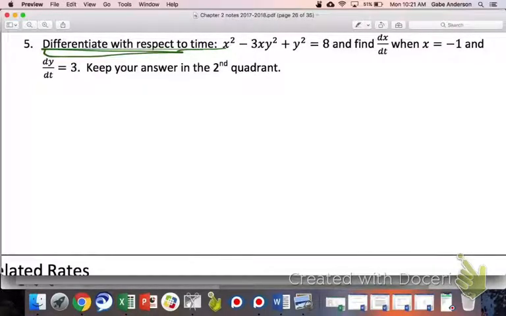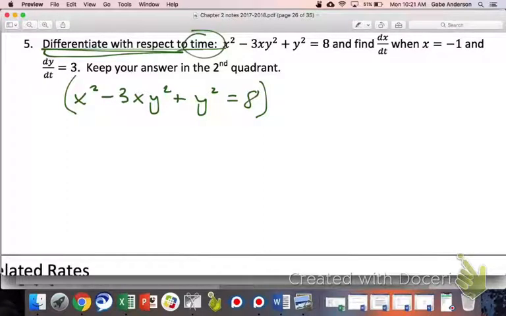Those 5 words mean this. Means we've got this x squared minus 3xy squared plus y squared equals 8. It does not want us to do d/dx of everything. It does not want us to do d/dy of everything. It wants us to do d/dt, right? Because it wants us to differentiate with respect to not x, not y, not z, but t, time. So let's do d/dt of everything. Here's what's unique about this. You see any t's in our original equation? That means the chain rule factor is going to show up every single time we differentiate.